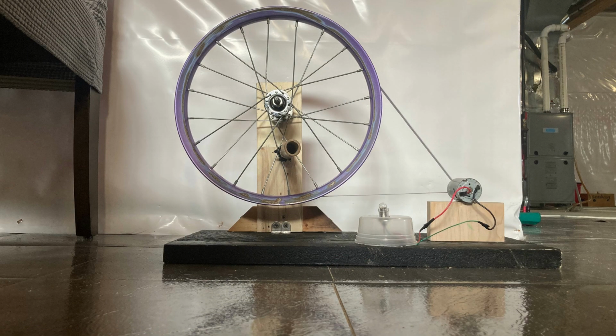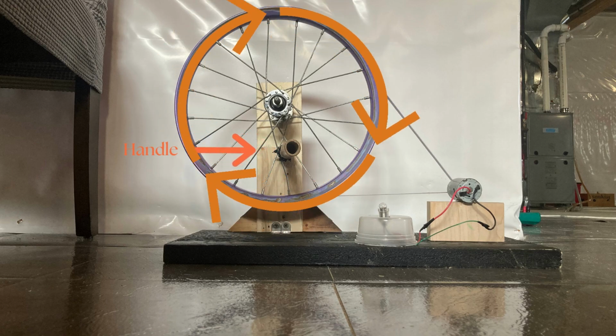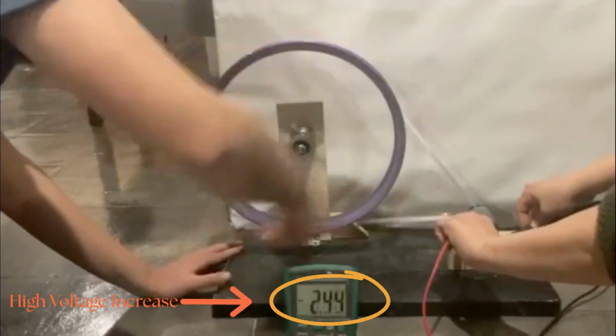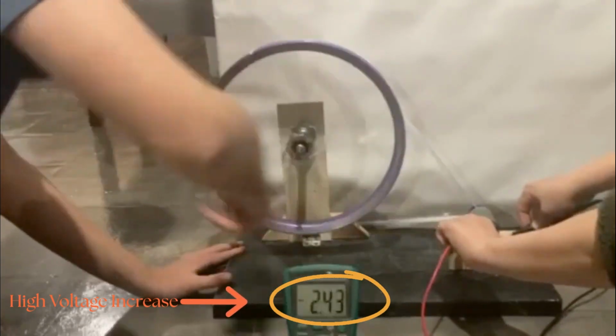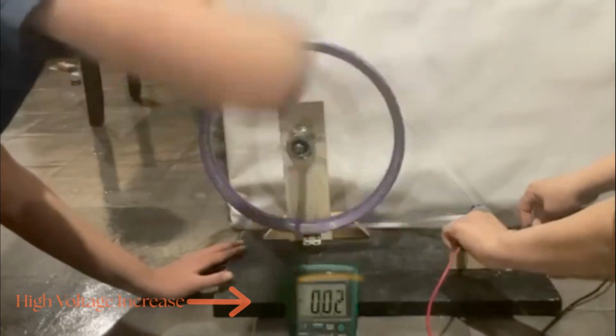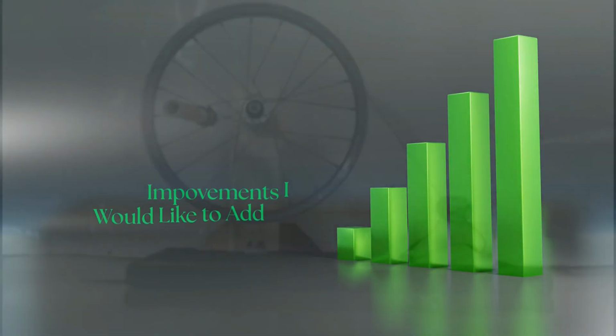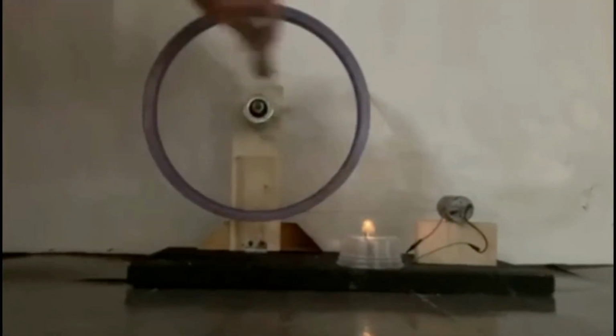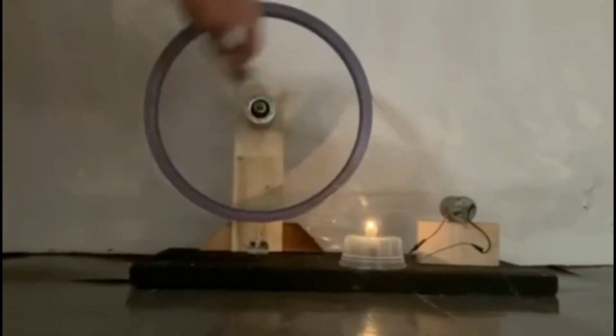Something else I added to my design is a bamboo handle that I can use to spin the bicycle wheel. This handle allowed me to spin much faster than using my hand, allowing me to bring my voltage from barely 1 volt to almost 3 volts. If I were to improve my generator project, I would do the following things.